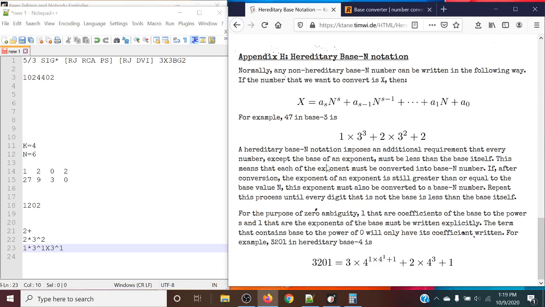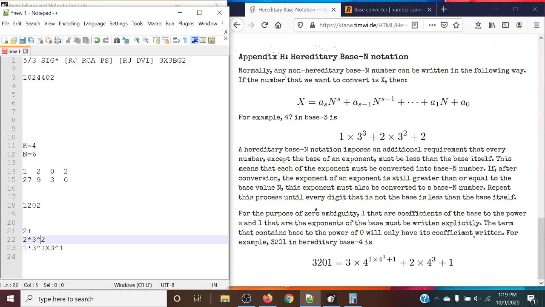Now, what I'm trying to say is that instead of this being 3 to the 3, we need to find a way for the exponent to always be less than 3. In this case, it would be 1 times 3 to the power of 1, all to the power of 3. It's still saying that it is 3 to the power of 3, it's just written in a different way, because there can't be a number greater than 3 present in the exponent. If this was written as 3 to the power of 3, it would not be acceptable in hereditary base notation. That just simply doesn't work.